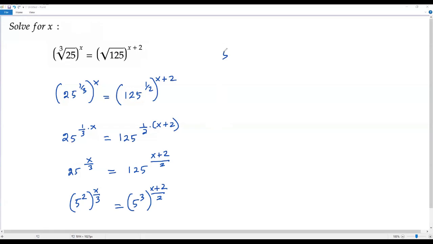Now we can multiply these two exponents. So 2 times x over 3 will be 2x over 3. On the right side, 5 to the power of, we can multiply the two exponents over here. When I multiply them, I'm getting 3 times x plus 2 over 2. Now two terms are equal with the same base. Whenever two terms are equal with the same base, we can equate the exponents. Then we get 2x over 3 equals 3 times x plus 2 over 2.